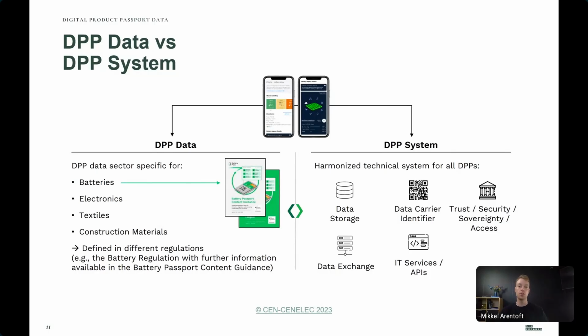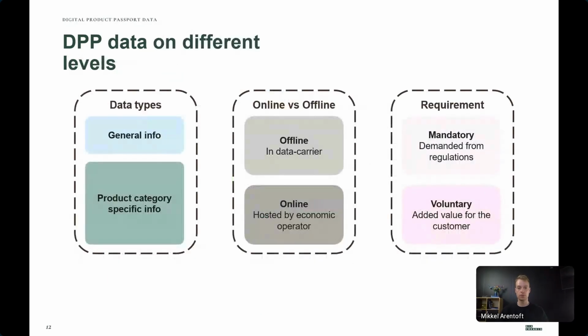The data to go into the Digital Product Passport might be sector-specific and will be defined in specific acts and regulations. The Digital Product Passport system is expected to be a harmonized technical system for all digital product passports, including exchange and storage of data, identifiers, and of course, security. Our focus in this webinar is the Digital Product Passport data as it is product-centered and it's in your direct control. The data to go into the digital product passport can be both general information on the product, as we know from our specifications and our manuals currently, and it can also be product category specific information relating to the eco-design requirements for this product category.